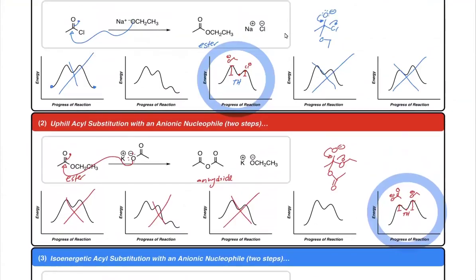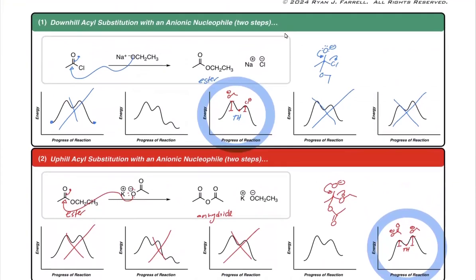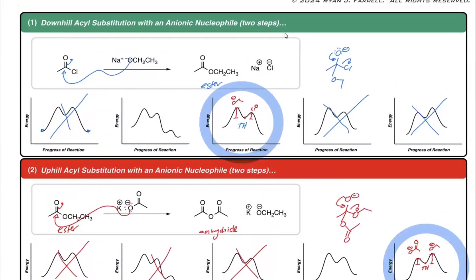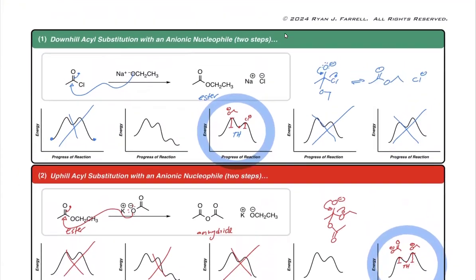The other energy diagrams were only 2 steps because we were reacting with an anion nucleophile. And after we attacked with the anion nucleophile, we eliminated to form our final product. And there was no deprotonation required. So we have a downhill acyl substitution reaction with an anion nucleophile, 2 steps. We go up in energy. And then in the second step, we had a lower energy of activation barrier and kick out the better leaving group.